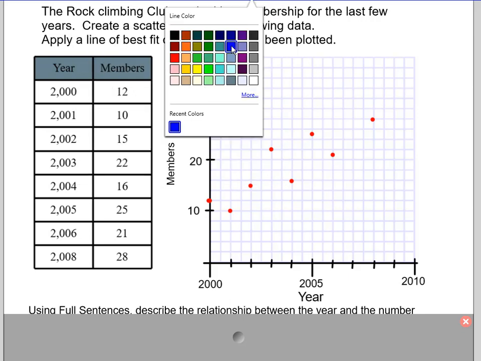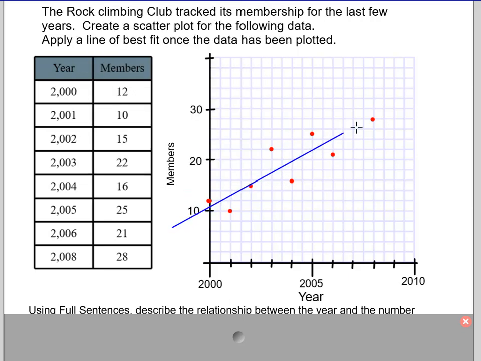So I'm going to choose blue. I'm going to choose some line, I don't know, something like that. See if I can grab that. Yeah, I'll go with that. That's okay. So now, again, I've got about the same number of points above and below. A couple of data points actually are on the line. That's a good line of best fit.